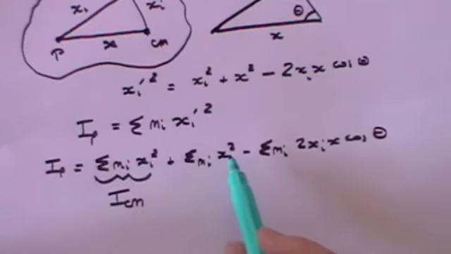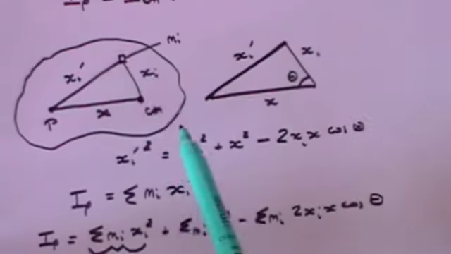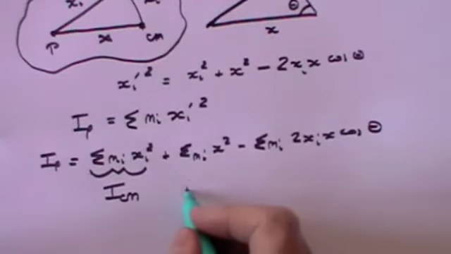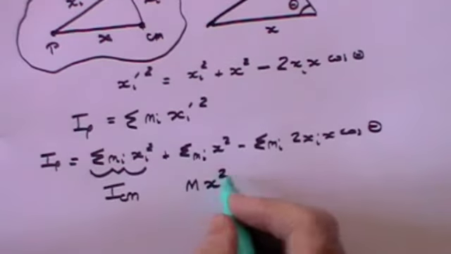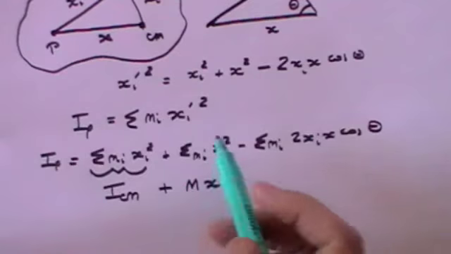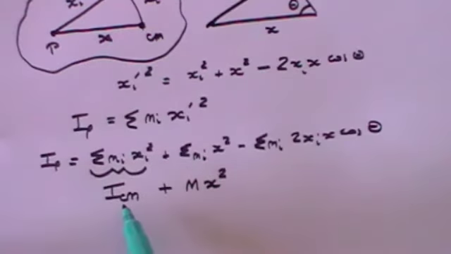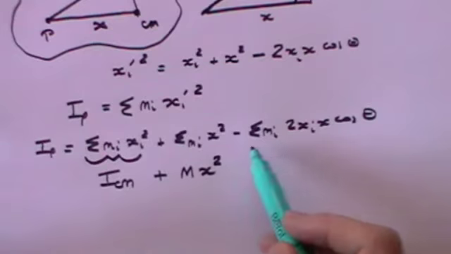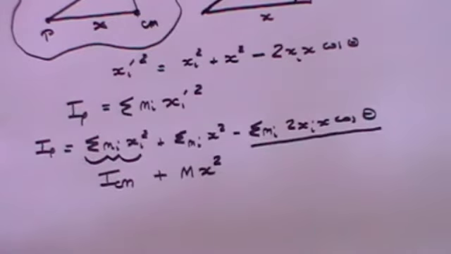This term, x is a constant, so now we've got simply sigma mi, which is going to be the entire mass of the block. So that becomes m x squared. So now I've got IP equals I centre of mass plus m x squared, which is exactly what I wanted. Except I've now got this rather ugly term at the end, and that's getting in the way a bit.